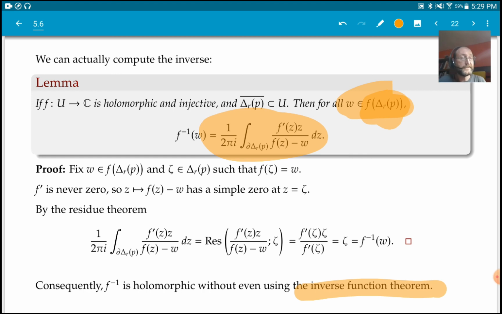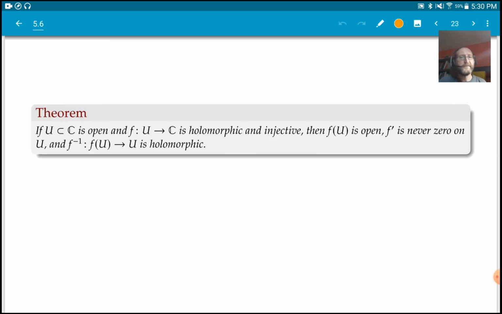We could, though. Once I know that the function is injective, therefore its derivative is non-zero, then the inverse function theorem just tells me that the inverse is holomorphic, and I actually have a formula for the derivative. So I have two ways of now seeing that the inverse of an injective holomorphic function is holomorphic.